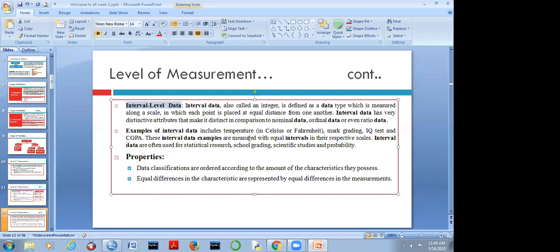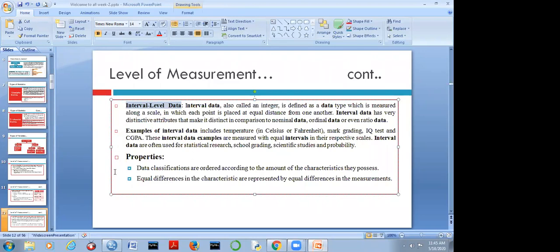The examples of interval data are temperatures, Celsius, Fahrenheit, marks grading, IQ test, CGPA. आपके CGPA marks होते हैं ना, grading जो लगते हैं वो. These interval data examples are measured with equal interval in their respective scale. Interval data are often used in statistical research, school grading. जैसे statistical research, मैंने age लिया, मैंने scale बना दिया, ए भरो. तो statistical research में मैंने use school grading, scientific studies and probability studies में there is a frequently used interval data.